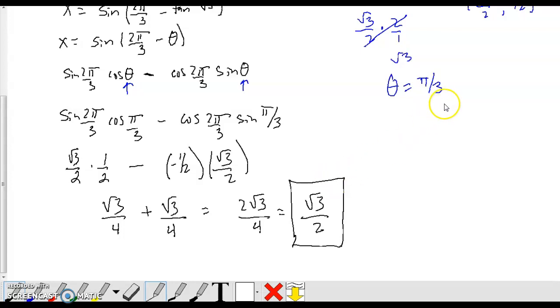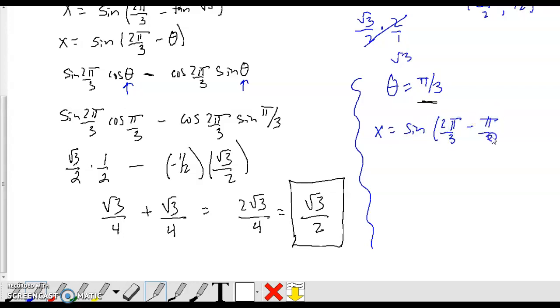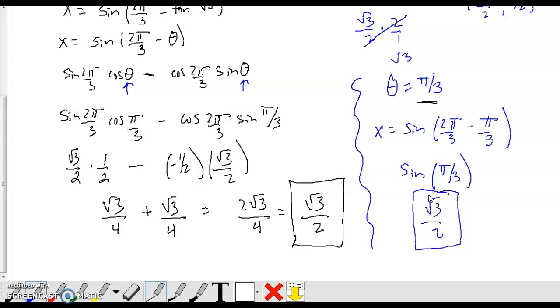Now, what you might be thinking is, why couldn't we just replace theta into this original equation? The answer is you could have. We could have just said x is equal to sine of 2 pi over 3 minus pi over 3. We didn't necessarily have to use the identity. So 2 minus 1 is just going to be pi over 3, and what is the sine of pi over 3? It's root 3 over 2. So again, two different ways to solve this problem.